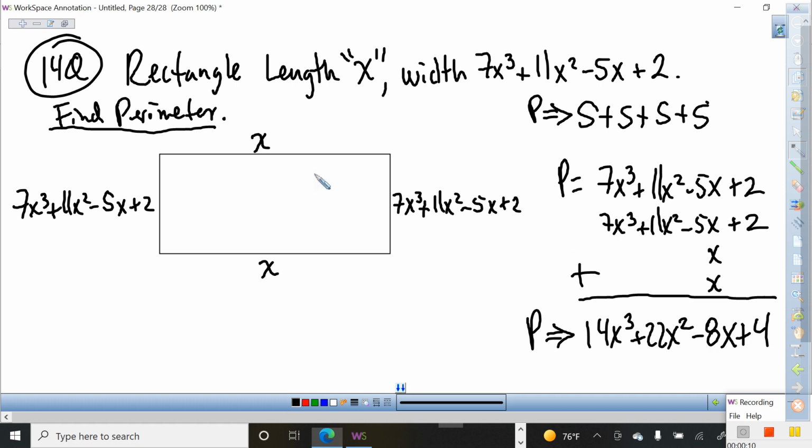However, find the perimeter if the length is 10 yards. So, which one of these sides is my length? The x. So we would label this one 10. Which means what do we need to do in here? Tell your neighbor, please.